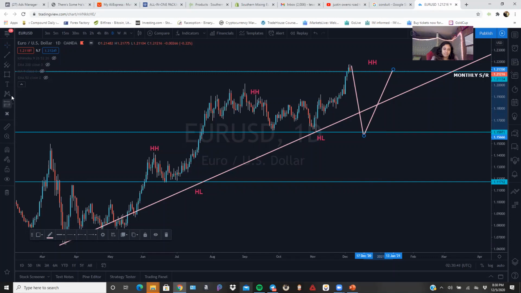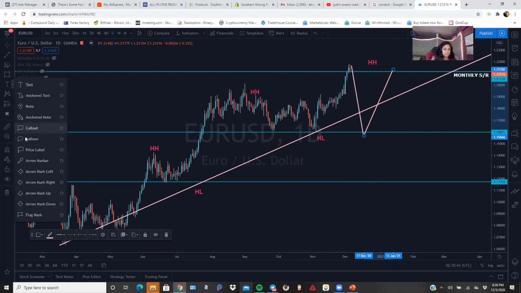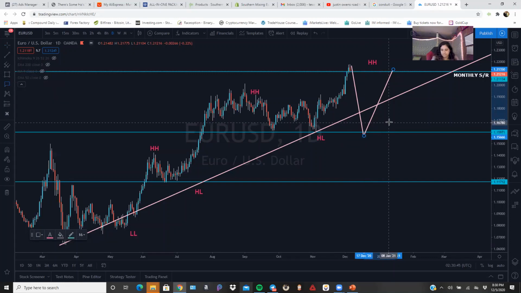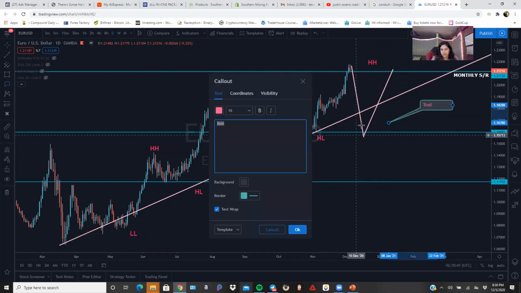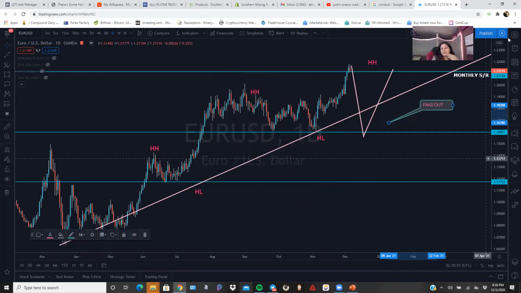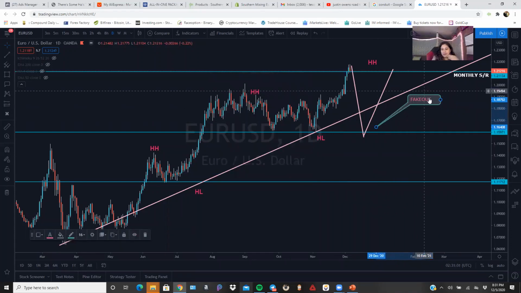Anybody? Right here. When a candle breaks out and then goes back in. Pullback? A fake out. Right? This is your fake out.